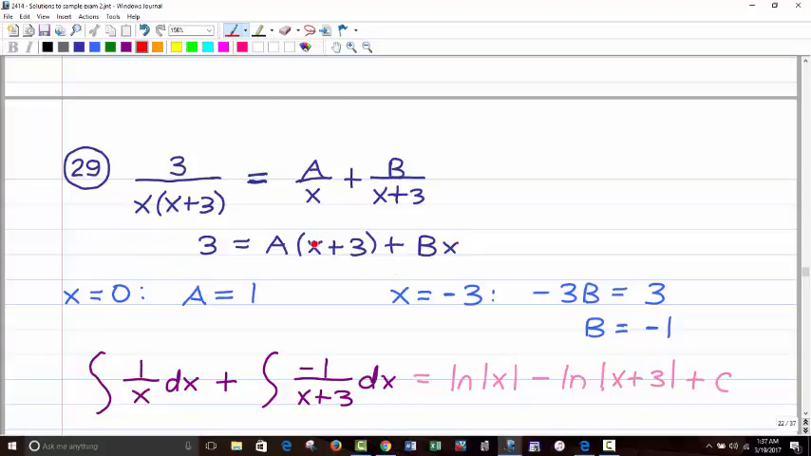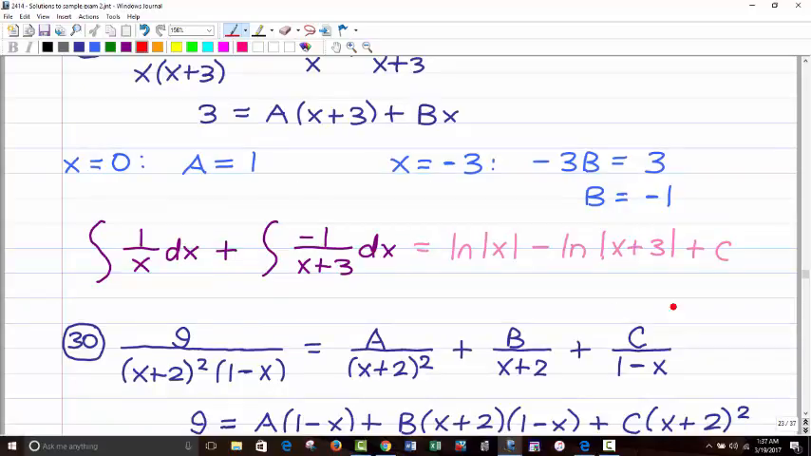So if you let x equal 0, solve for A, you'd have 3A equals 3, so A is 1. Let x equal negative 3, you have negative 3B equals 3, so B would be negative 1. So you have the integral of 1 over x dx plus the integral of negative 1 over x plus 3 dx, both natural log. But this time the u is x plus 3, so du is just 1 dx. We don't have to adjust for anything there.